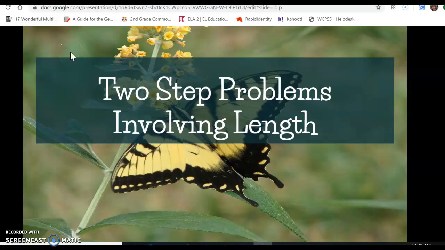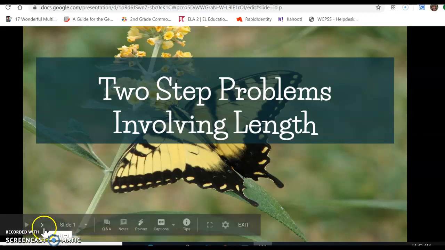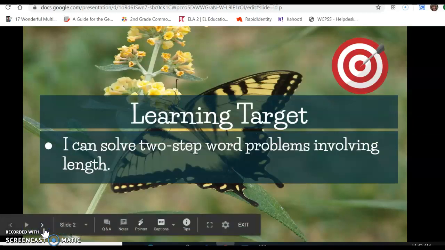Are you ready for our math lesson today? We're going to be doing some two-step problems involving length. Let's get started. Our learning target says, I can solve two-step word problems involving length.